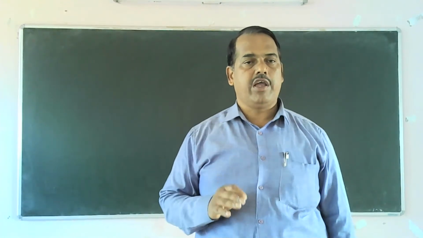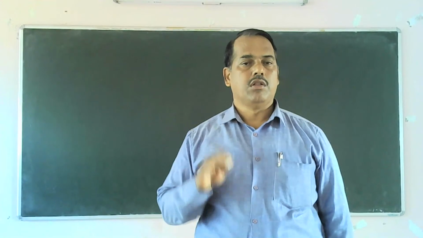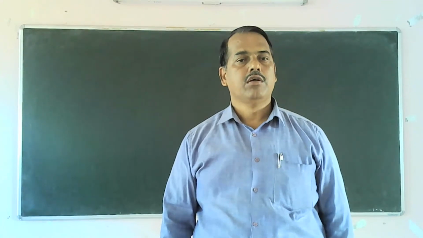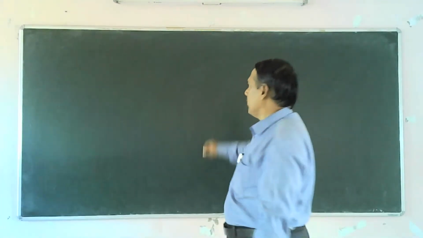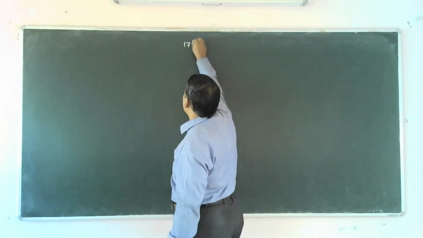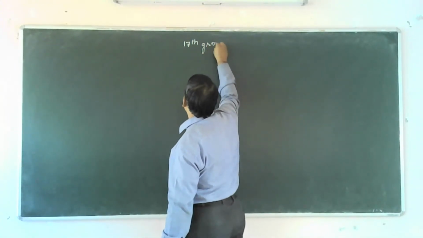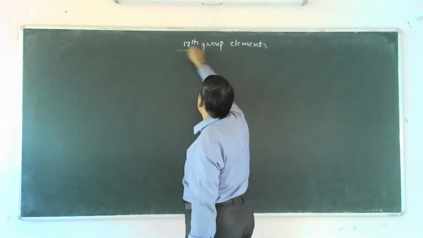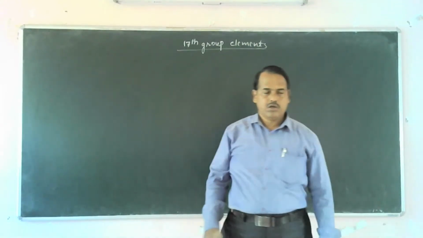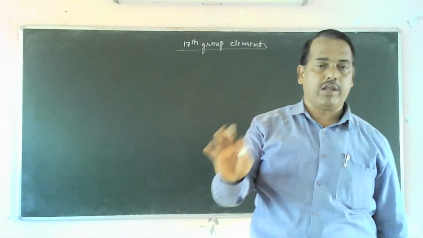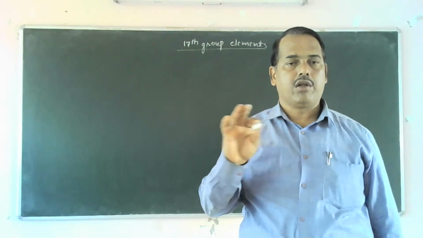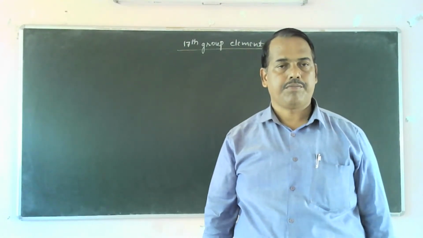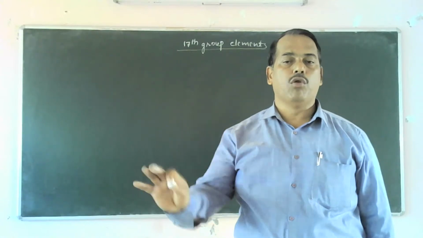Dear students, yesterday we discussed the preparation and chemical reactions of chlorine gas in 17th group elements. In 17th group elements, we discussed the preparation and properties of chlorine gas. We shall just have a revision of what we studied in the last class. See, chlorine, preparation of chlorine.